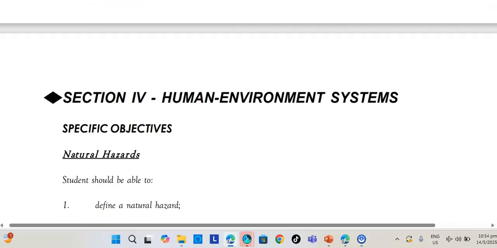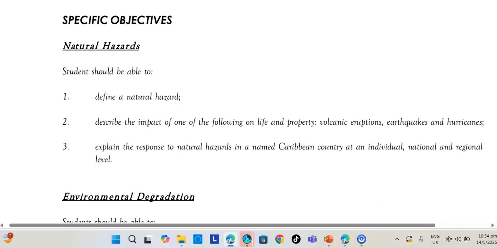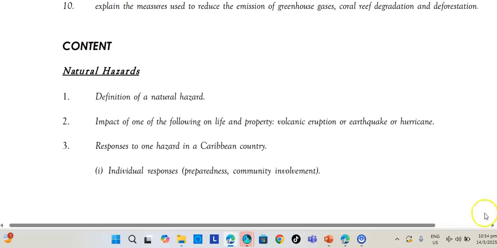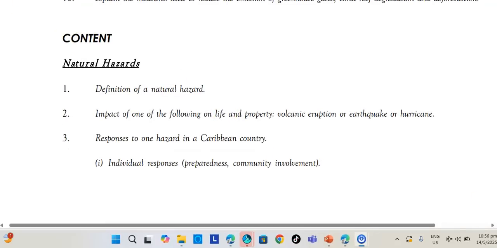Now we're going to look at human environment systems, and we're going to start off with the definition of natural hazard. What are natural hazards? Natural hazards are dangerous events caused by nature that can harm people, damage property, and affect the environment. Examples: hurricanes, earthquakes, volcanic eruptions, floods, and droughts.